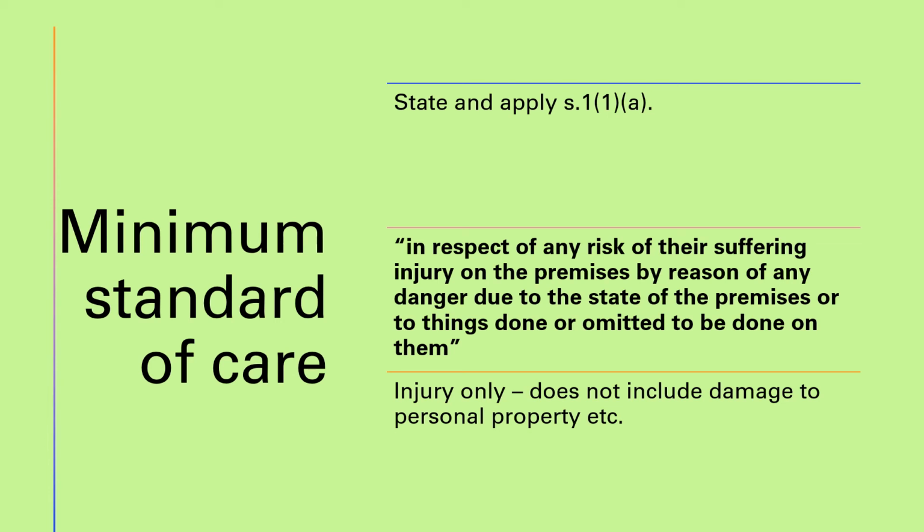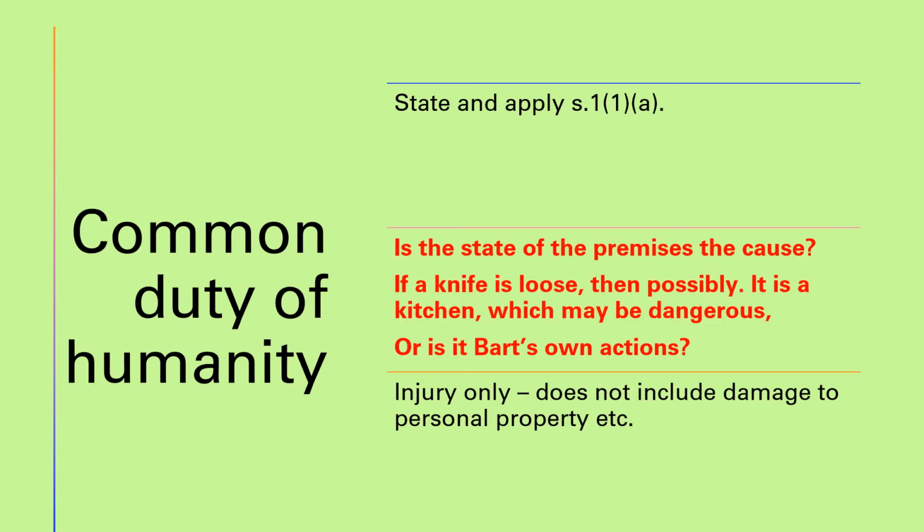State and apply 1.1a. Now we've explained this already, but this is the state of the premises. Are things done or omitted to be done on the premises? Is that the reason for the injury? Well, in this case, you could ask that. Is the state of premises the cause? Well, if a knife in the kitchen is loose or the door's not locked, it's a kitchen, it is dangerous. You know, commercial kitchens could be considered dangerous. So if things aren't tidied away and it's unlocked, then one could consider this dangerous.